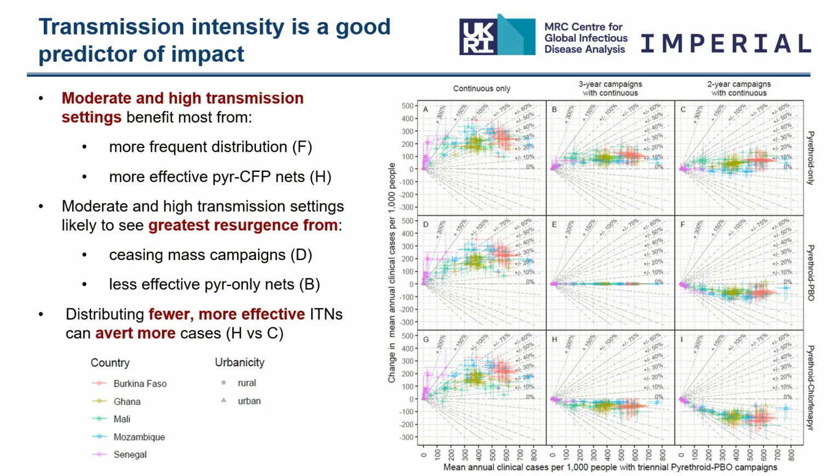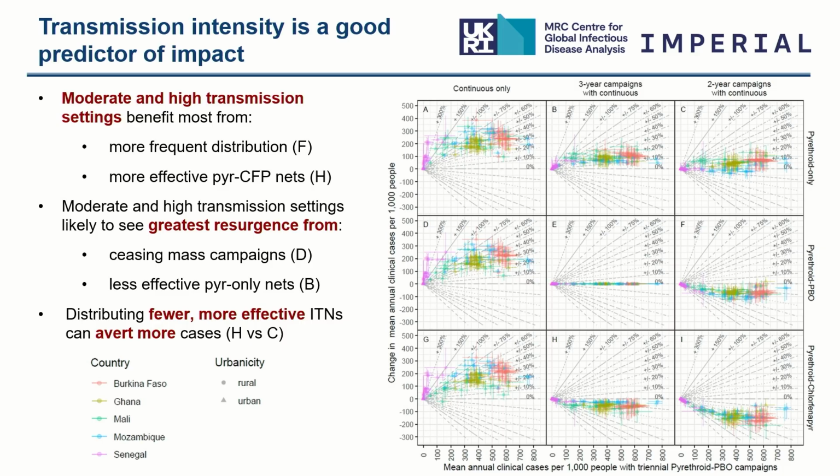Now, in the top row, we have pyrethroid-only nets, followed by PBO, and then chlorfenapyr, going from top to bottom. So that's why in the central panel, all of the y-axis values are 0, because we're basically saying if we switch from a 3-year PBO strategy to a 3-year PBO strategy, we're not estimating a change. Okay, so what we can see is that we see fairly similar trends across different countries. The different colors are for the different countries we were looking at.